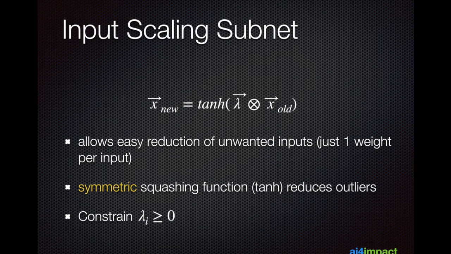To summarize, input scaling allows us to remove or reduce the effects of unwanted inputs quickly because we just use one lambda per input. We also use a symmetric squashing function like the hyperbolic tangent because we can use it to reduce the effects of outliers. One other thing is that we need to constrain the values of the lambdas so that they are always positive. This is to prevent lambdas with large negative and positive values from cancelling out each other.